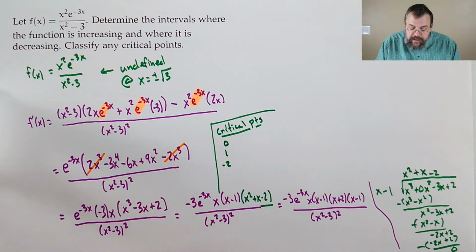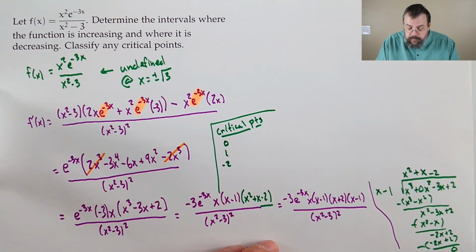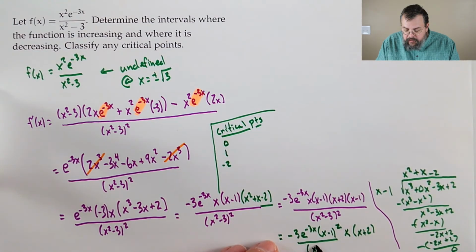All right, so we really have our three critical points: 0, 1, and negative 2. Now, keep in mind, e to the negative 3x can never be 0. So that's a good thing to know. We may want to do one more thing here just to help us see what's going on with the numerator. Say, hey, this is minus 3 e to the minus 3x, (x minus 1) quantity squared times (x plus 2), and divide that by (x squared minus 3) quantity squared.